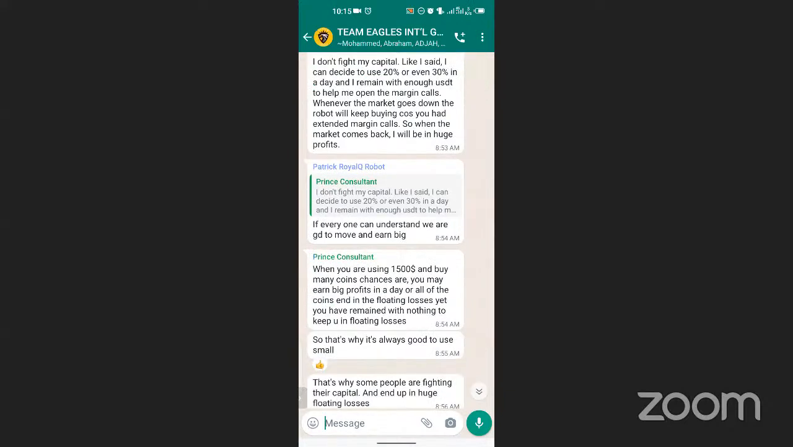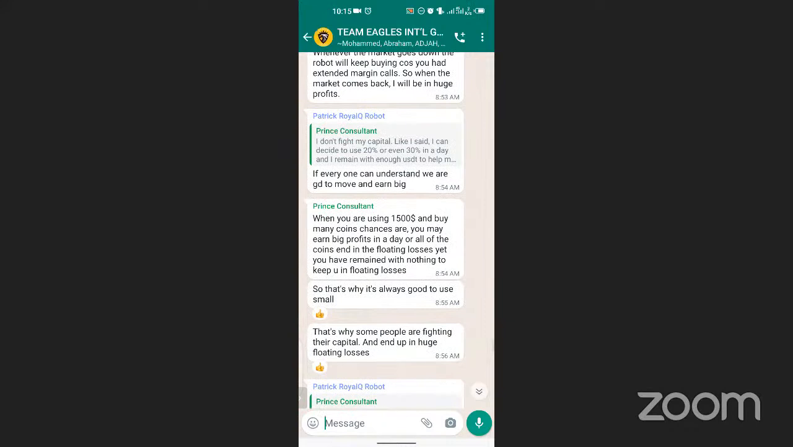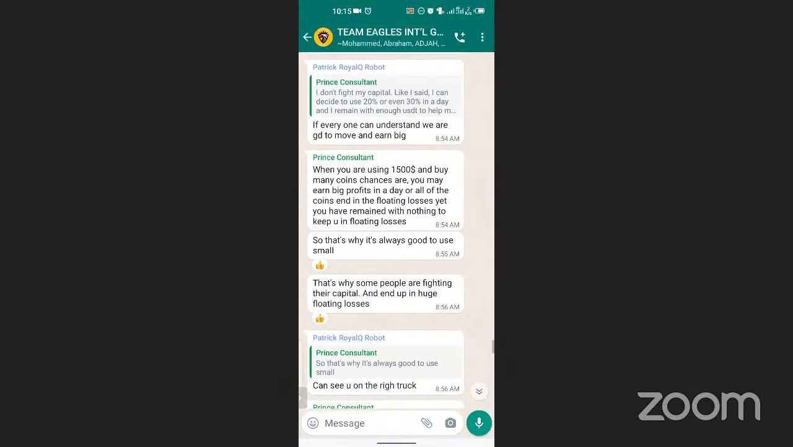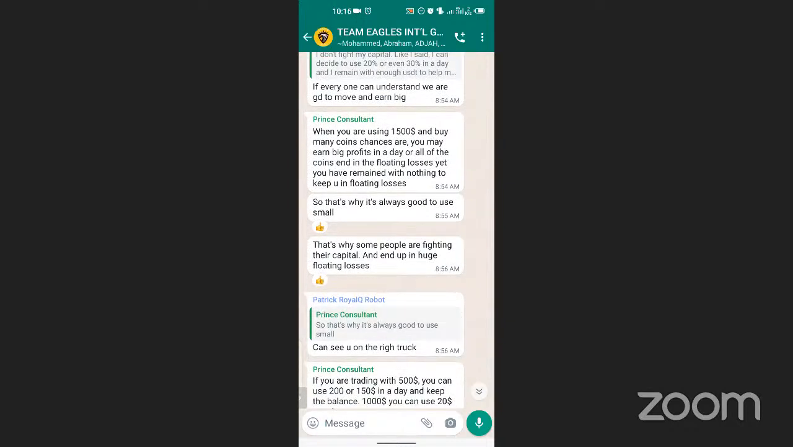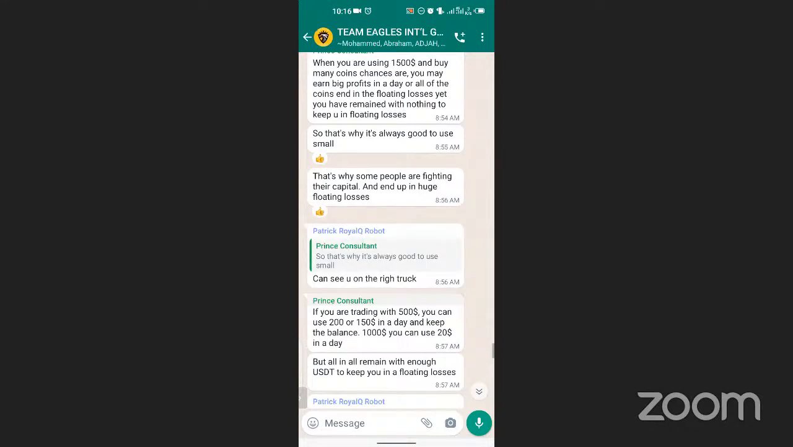Even if everyone can understand where to move and earn big, when you are using $1,500 and buy many coins, chances are you may earn big profits in a day. But all your coins may end up in floating losses, yet you have remained with nothing to keep you out of floating. That's why it is always good to use small. That's why some people are fighting their capital and end up in huge floating losses.